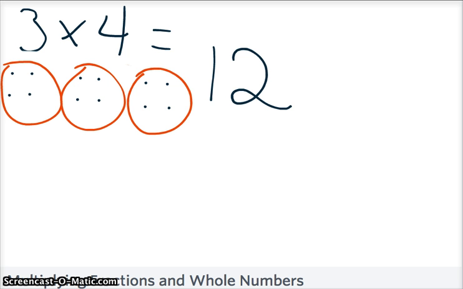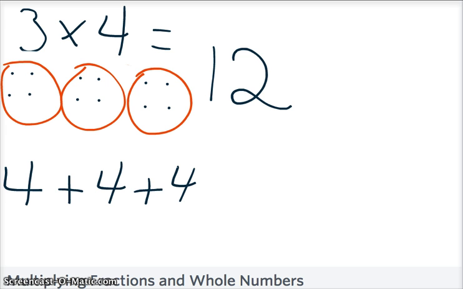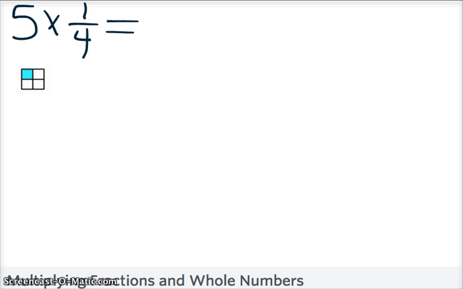Remember, multiplication is repeated addition, so 4 plus 4 plus 4. Also, with multiplication the order of the numbers doesn't matter. I could do 4 times 3, so I could also do 4 groups of 3. Either way, my answer is still 12. All right, so let's look at fractions and whole numbers.